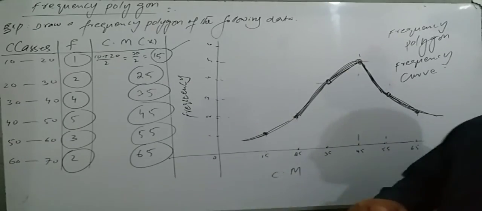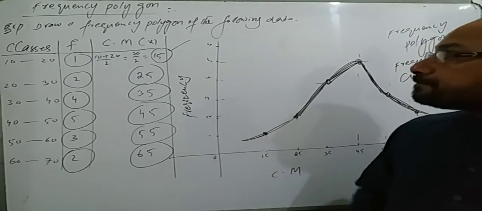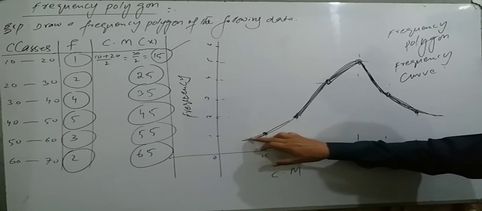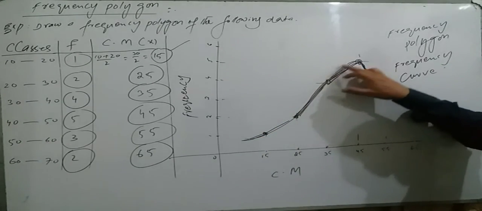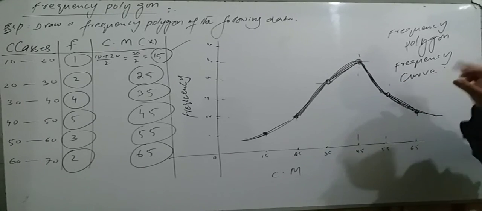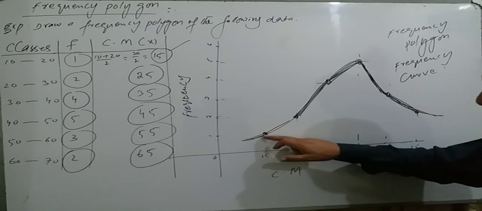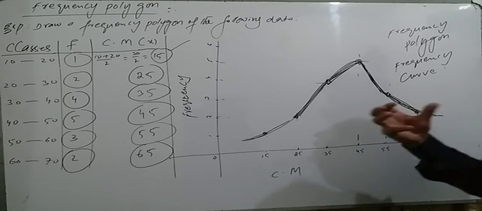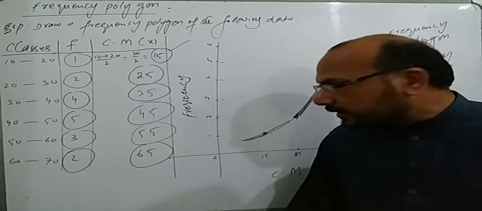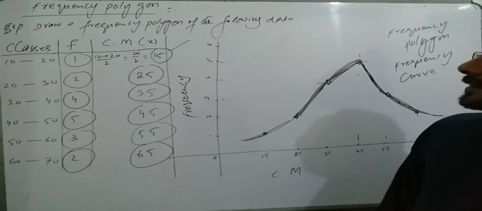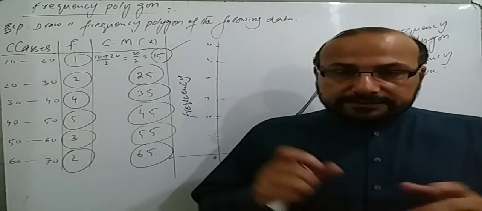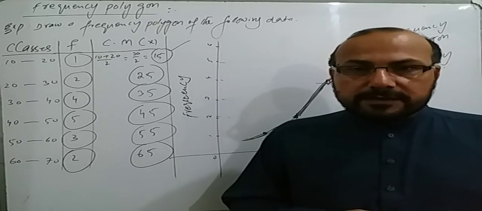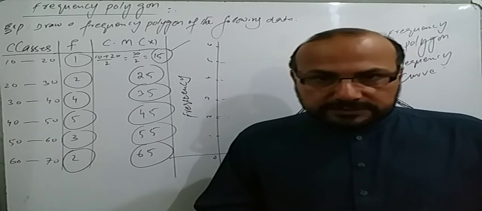And as I mentioned, if you need to draw the frequency curve, just join the points with a smooth curve, so it will become a frequency curve. And if you join the points with straight lines, it will become what? It will become a frequency polygon. So by this way, you can draw a frequency polygon. In the given notes, the examples will be given. You should study the examples hard and practice on those examples also.